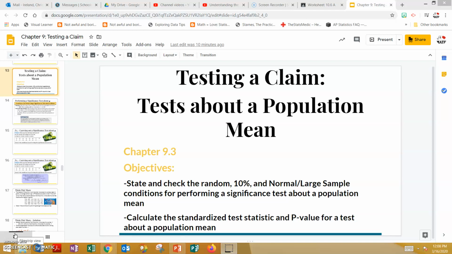So we are going to move on to chapter 9.3, testing a claim, tests about a population mean. If you recall, we finished up with testing a claim about a population proportion, and now we move on to population means. Our objective for today is to state and check the random, 10%, and normal/large sample conditions for performing a significance test about a population mean. And then we are going to calculate the standardized test statistic and p-value for a test about a population mean.